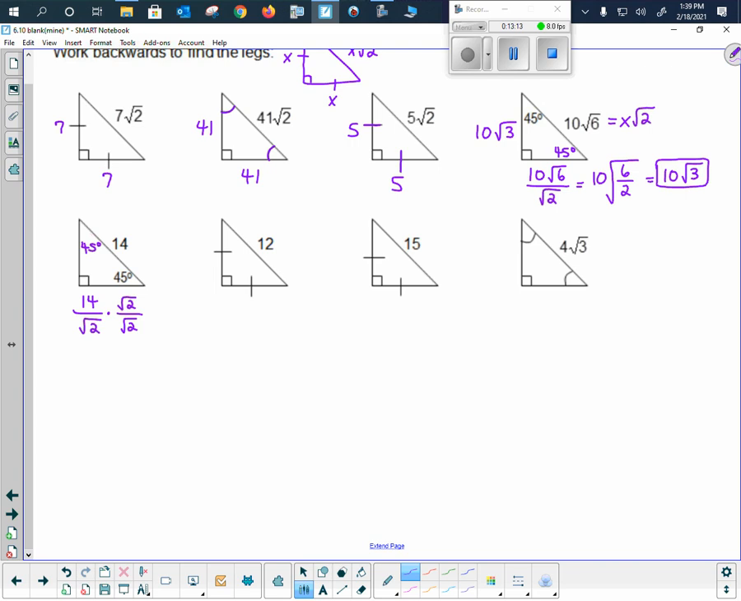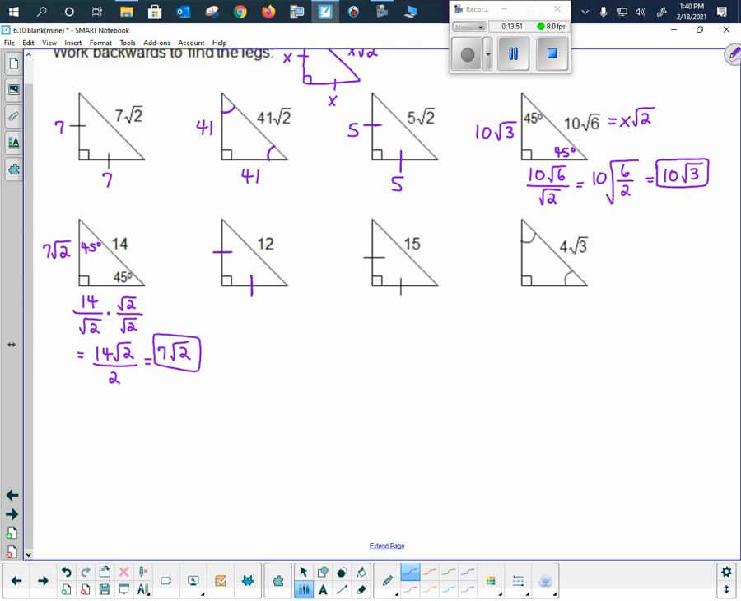Remember for fractions, you multiply straight across. So 14 times root 2 is 14 root 2. And in the denominator, root 2 times root 2 is 2. Okay, completely reduce. The root 2's don't have anybody to reduce with, so the 14 halves is 7. So this side is 7 root 2. Which means this side is also 7 root 2. Right? Next one.